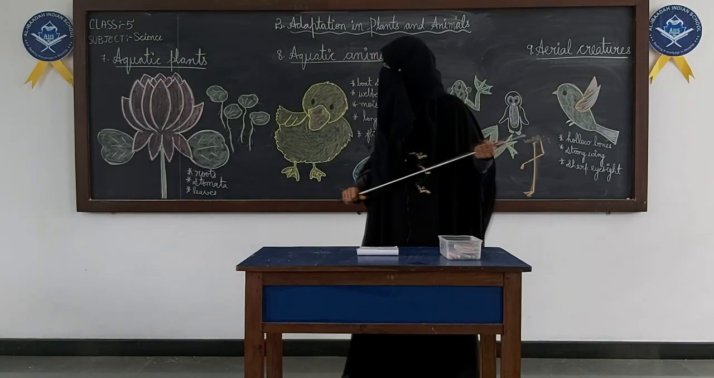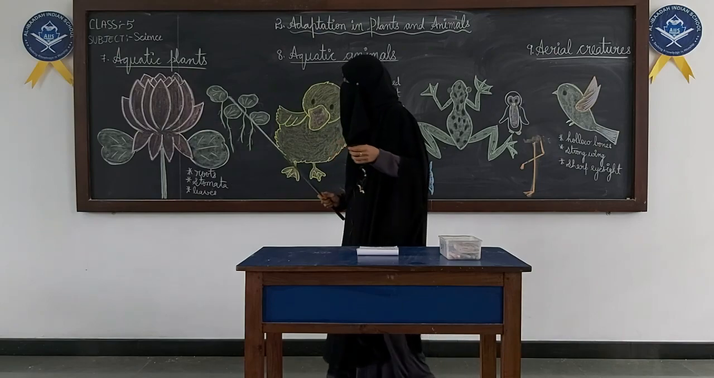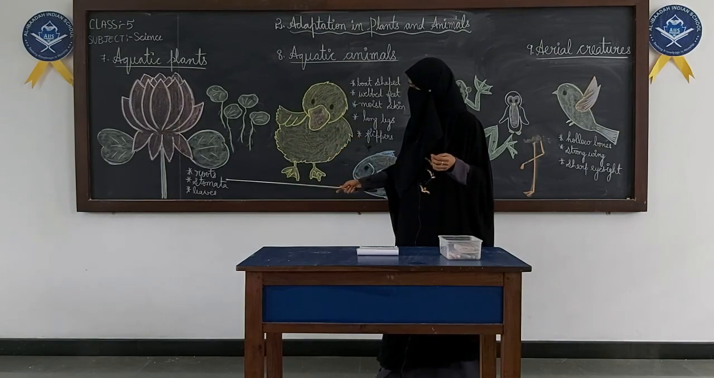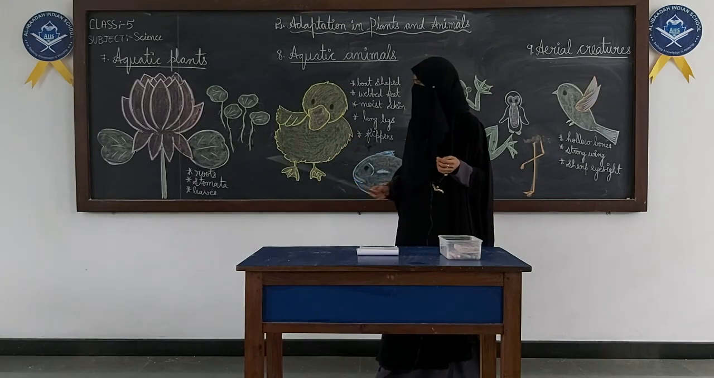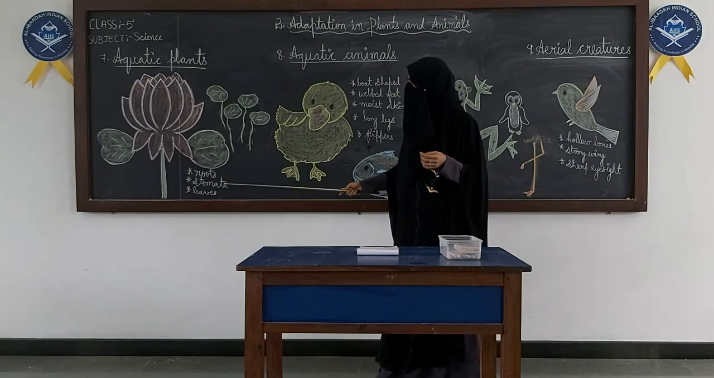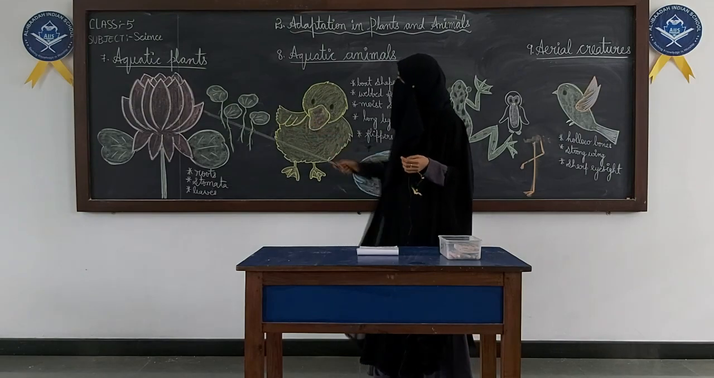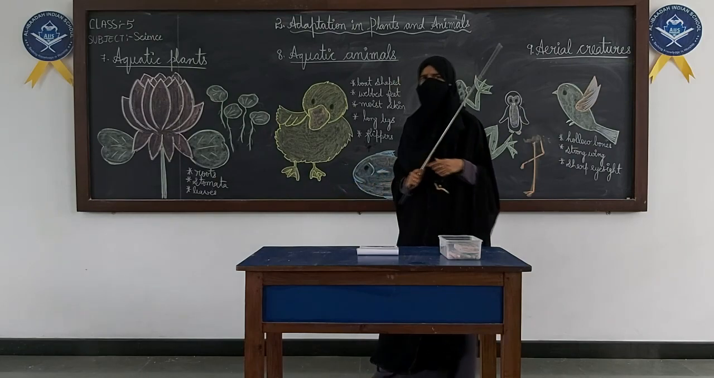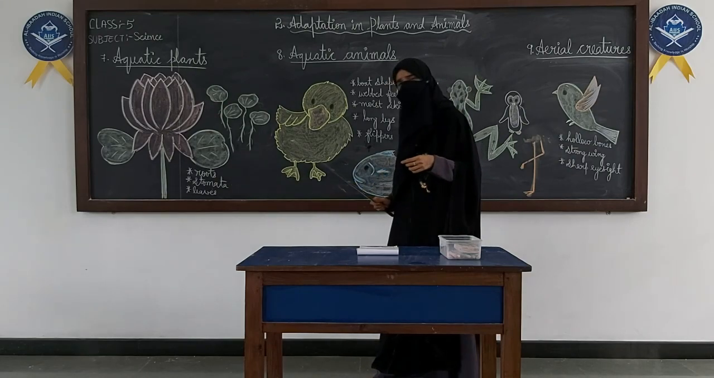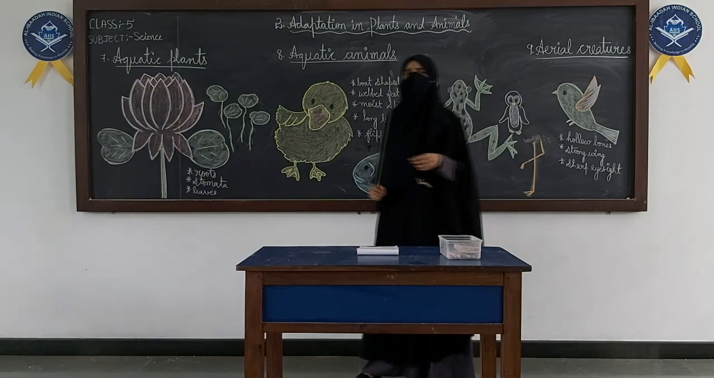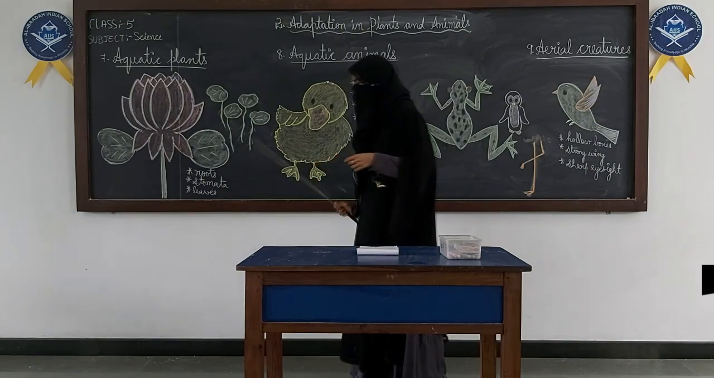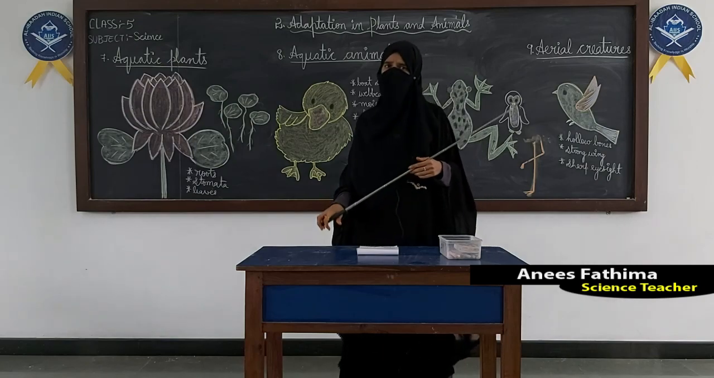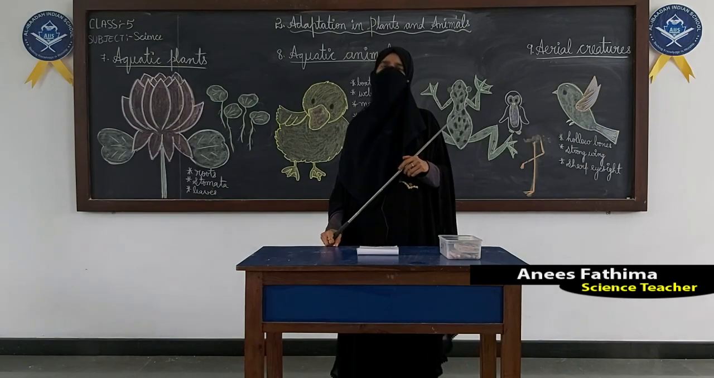So students, as I told you, stomata are present inside the leaves, but the stomata of aquatic plants are outside the leaf. Can you imagine why it is so? Do try to find the answer and let us have a discussion about it in future.